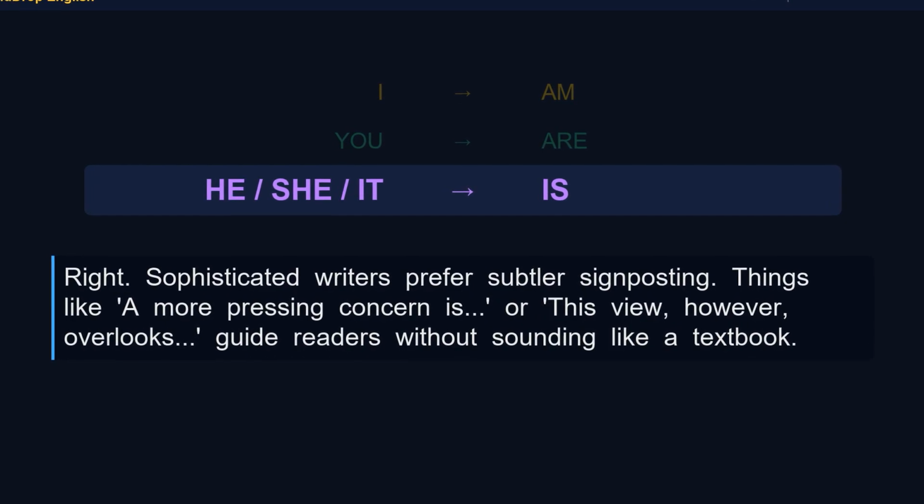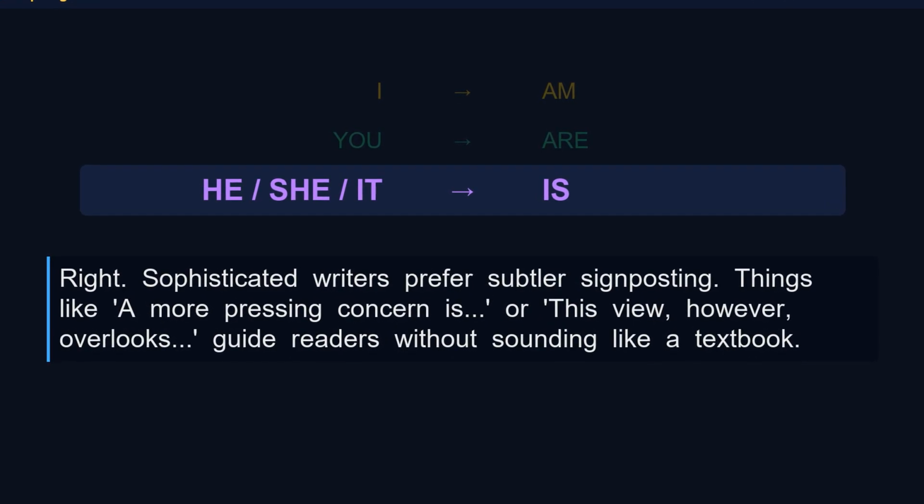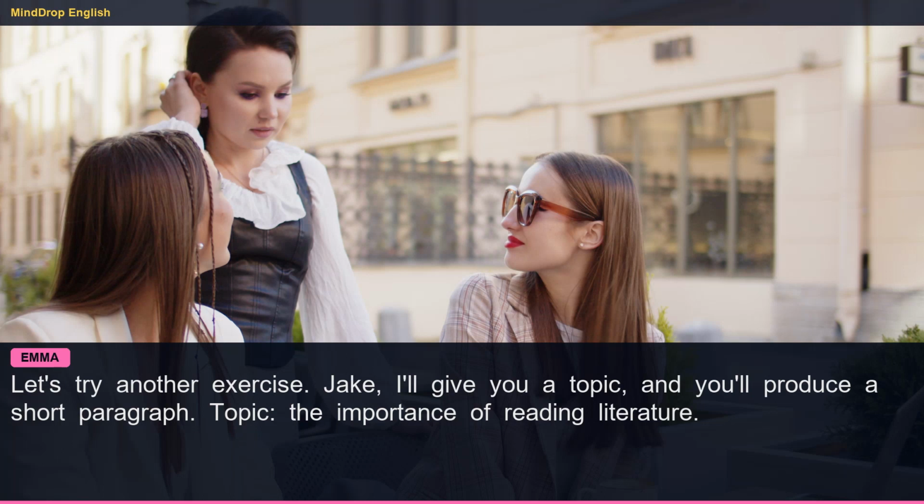Guide readers without sounding like a textbook. Let's try another exercise. Jake, I'll give you a topic, and you'll produce a short paragraph. Topic: the importance of reading literature.